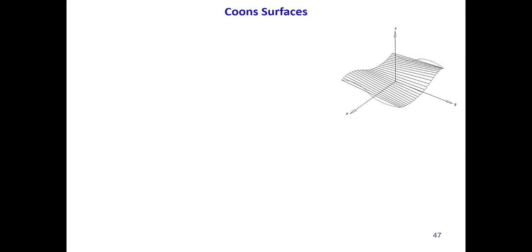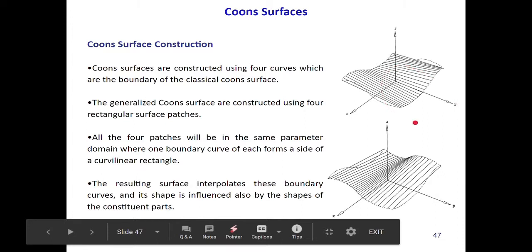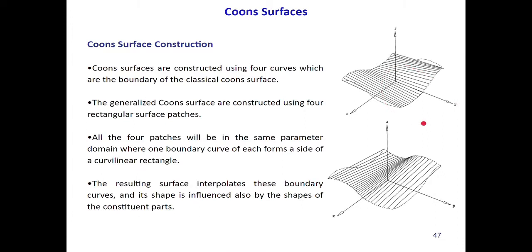Moving on. Now we'll discuss the Coons surface construction. A Coons surface is constructed by interpolation between boundary curves and blending functions. And just now I said that we can use different kinds of blending functions depending upon our requirements. These diagrams on the right-hand side represent the bilinearly blended Coons patches. And if we talk about classical Coons surfaces, how do we generate those? To construct classical Coons surfaces, we use four different curves as the input, which finally form the boundary of the Coons surface. And if we talk about generalized Coons surfaces, these are constructed using four rectangular surface patches as the input instead of four curves.